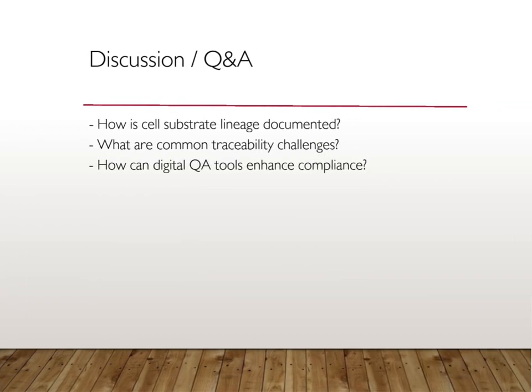To close, consider these questions for your own organizations. How thoroughly is your cell line history documented? What's your strategy for preventing cross-contamination between banks? Are your redundancy systems sufficient to survive a freezer failure? And finally, how can digital QA tools streamline your cell bank traceability? These questions are at the core of operational excellence under ICH Q5D.